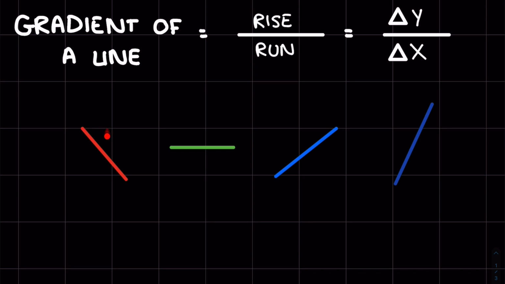You can have a negative gradient, which just means as you go along, you go down instead of going up. You could also have a zero gradient line, which means that there's neither an up change nor a down change as you go along. Or you could have a positive one, which is obviously just the opposite of the negative, where you go up every time you go along.